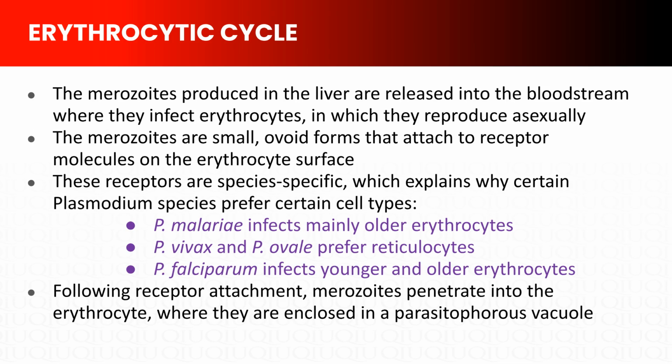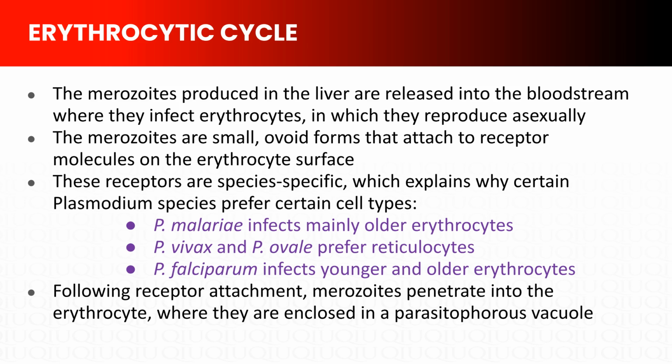The merozoites produced in the liver are released into the bloodstream where they infect erythrocytes, beginning the blood stage that causes all clinical symptoms. Merozoites are small oval forms that attach to specific receptor molecules on the erythrocyte surface. These receptors are species-specific, explaining why different Plasmodium species prefer certain cell types.